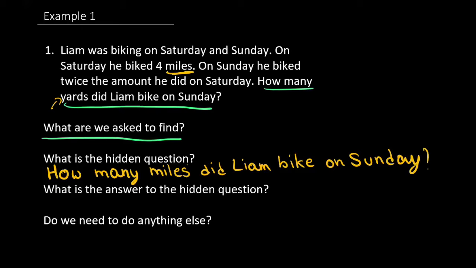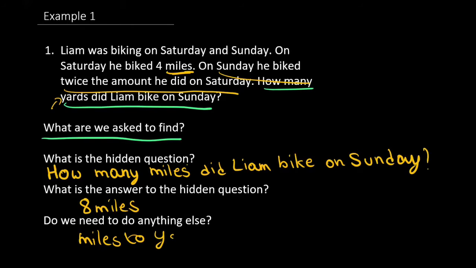What is the answer to the hidden question? Well, our hidden question is how many miles did Liam bike on Sunday? It says on Sunday he biked twice the amount he did on Saturday. So that means it's 4 times 2. 4 times 2 is 8. So that means he biked 8 miles on Sunday. Do we need to do anything else? Yes, we do. We need to convert miles to yards, right? Or else we won't answer the question.